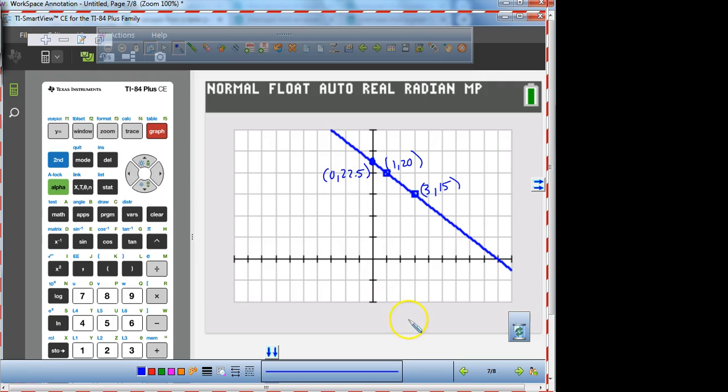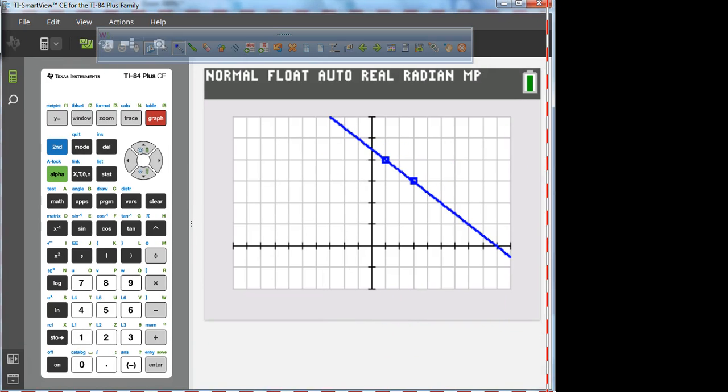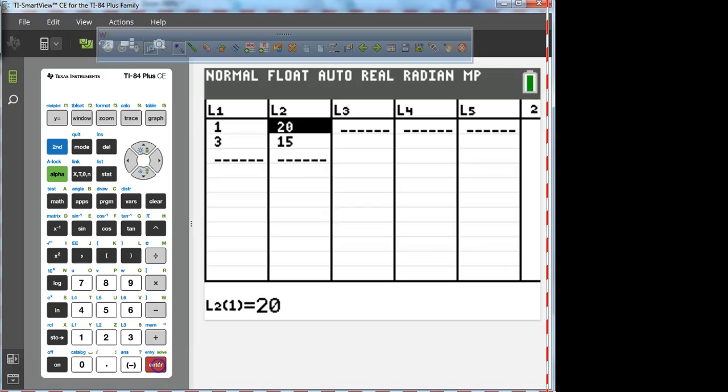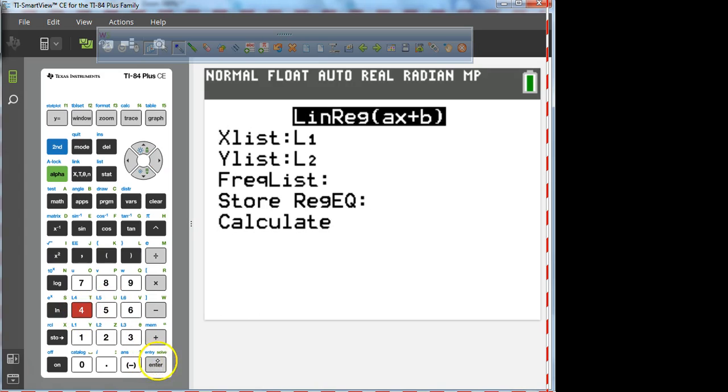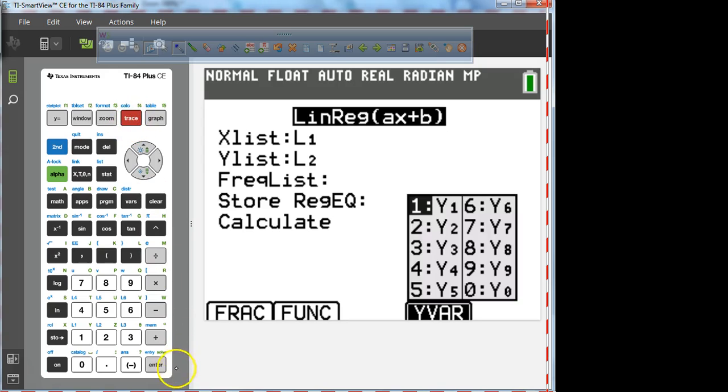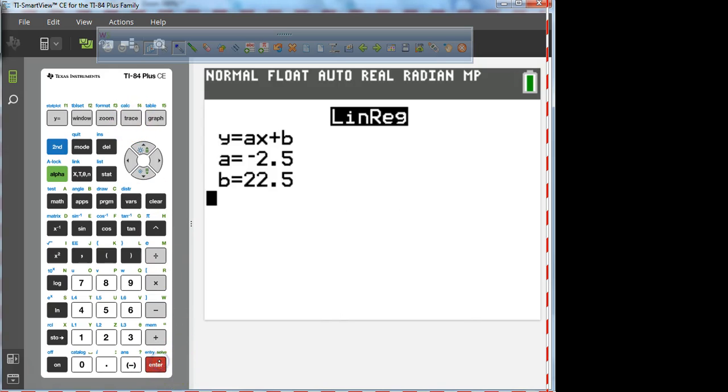Hopefully by now we've never been put to sleep, but that's how you can use your graphing calculator. So one more time, quick review. How do you do it? Stat, edit, type your numbers in. It's stat, right arrow, go down to number 4, go all the way down. If you want to store your regression equation, hit alpha trace, enter, and then it stores it right there.